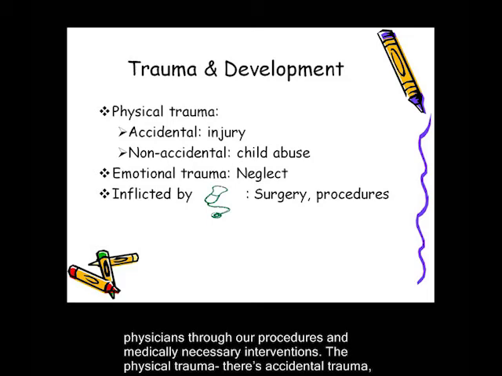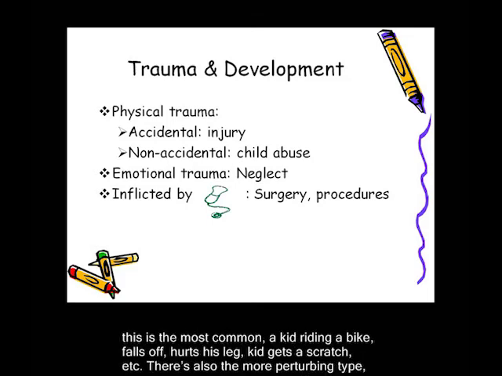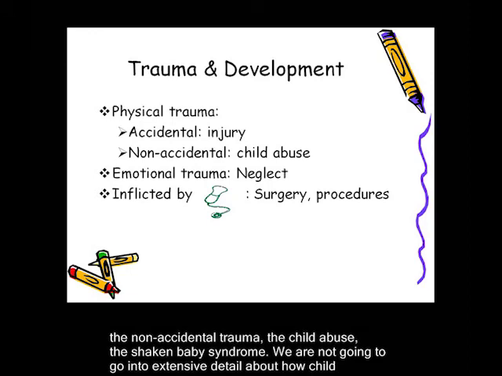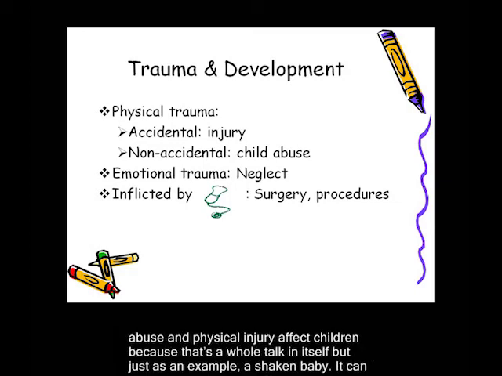This is the commonest, where a kid riding a bike falls off, hurts his leg, kid gets a scratch, etc. But there's also the more perturbing type, the non-accidental trauma, the child abuse, the shaken baby syndrome. We are not going to go into extensive detail about how child abuse and physical injury that way affects children, because that's a whole talk in itself.